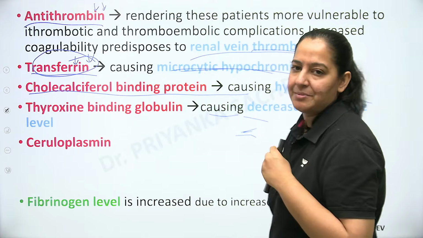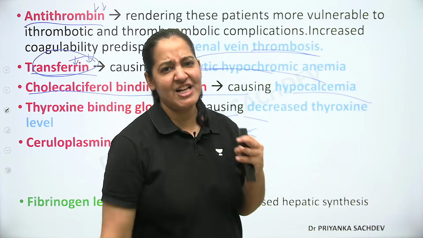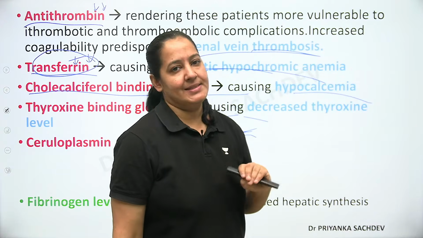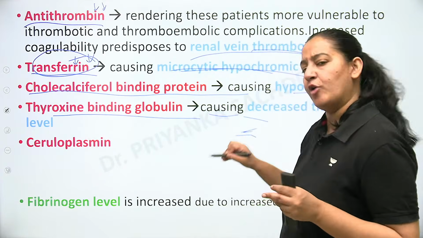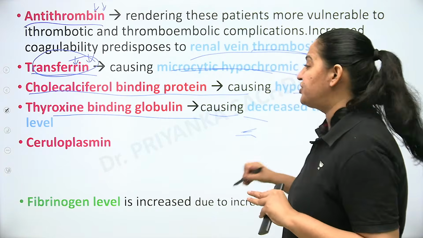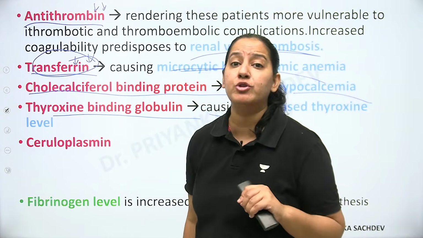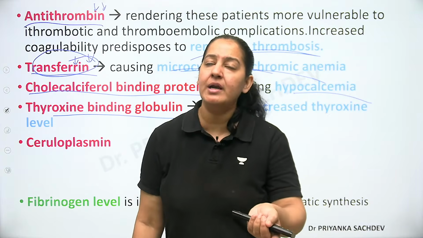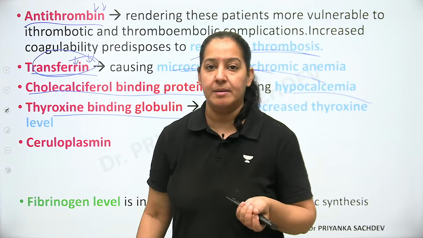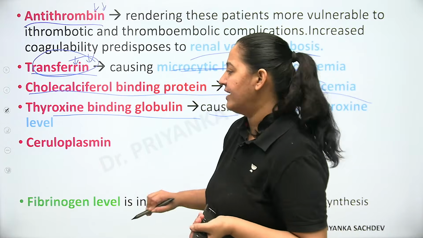That will lead to hypocalcemia. If you see the calcium concentration in blood, it is less in such persons, and this is the reason. This patient also has thyroxine binding globulin lost in urine. That's why these patients usually have hypothyroidism. So a nephrotic syndrome patient can come to you with this complication, and the patient can have hypothyroidism. So this is the connection.